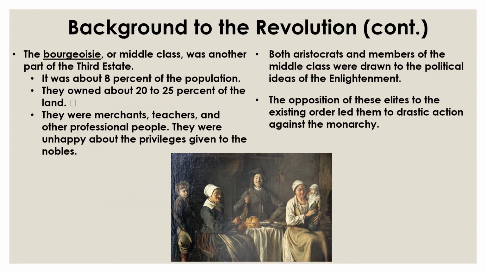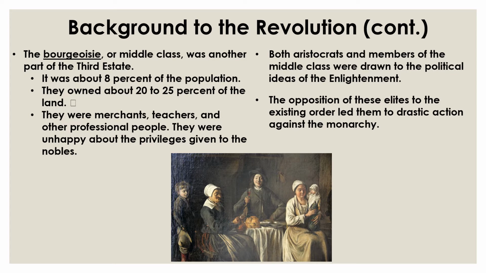And of course, the upper echelons of the third estate, in other words, the top of the third estate, would be the bourgeoisie or the middle class. They were another part of the third estate. They made up about 8% of the total population of France, and they owned about 20 to 25% of the land. Most of the land was still in the hands of the nobility because those were inherited lands. Now, these bourgeoisie part of the third estate were merchants, teachers, and other professional people, businessmen, business owners, lawyers, doctors, etc. They were also very unhappy about the privileges given to the nobles.